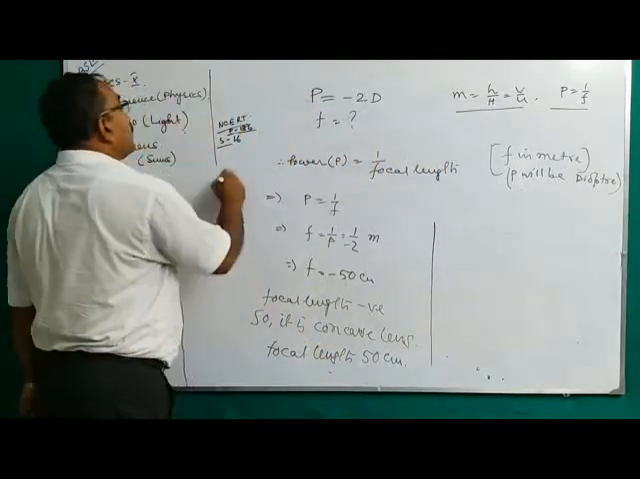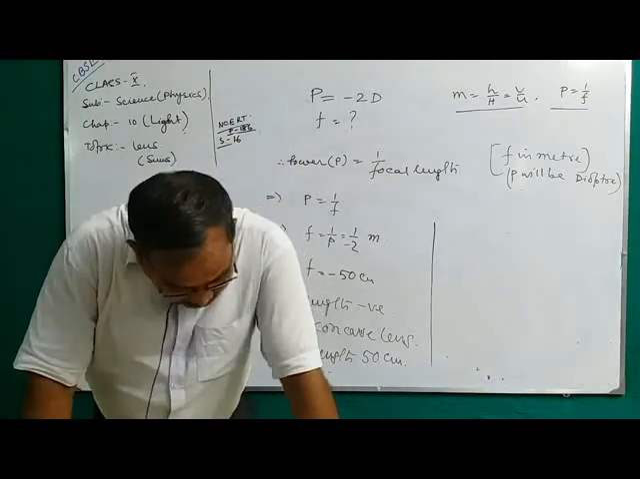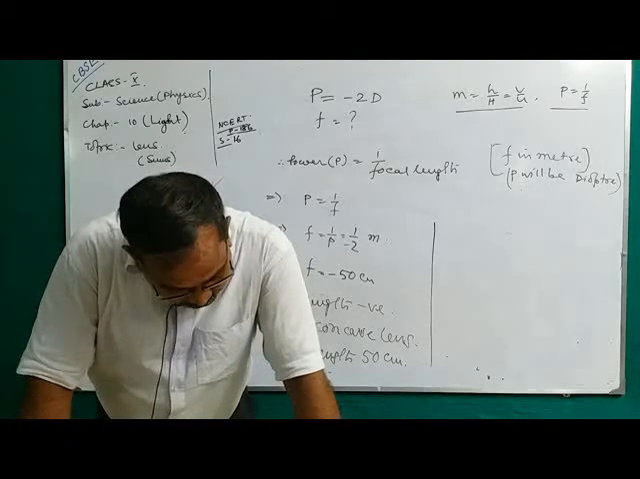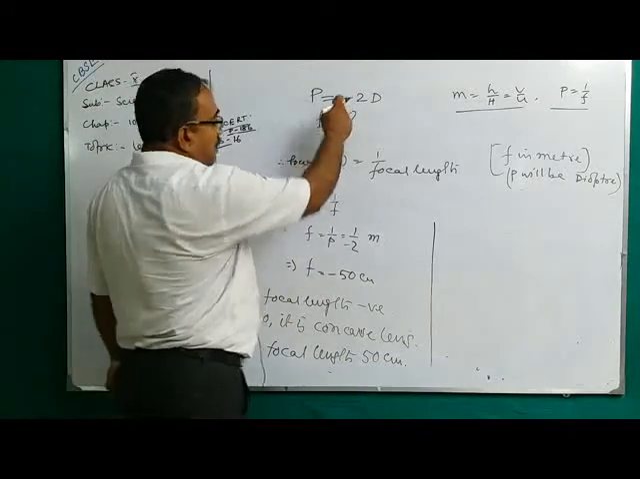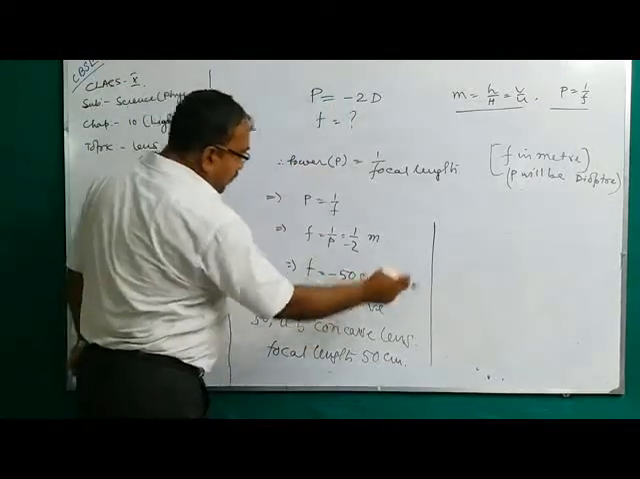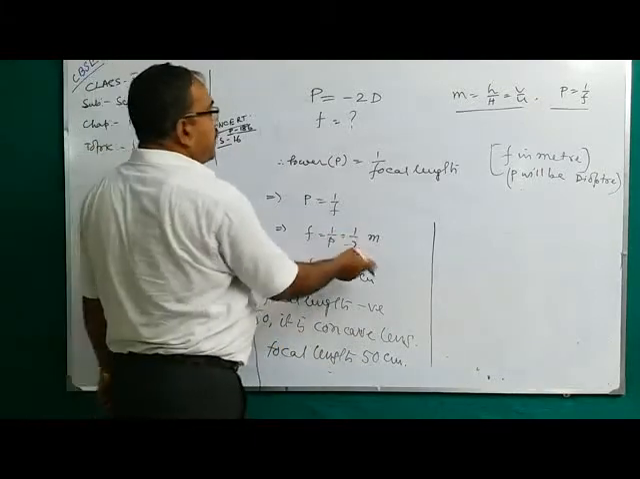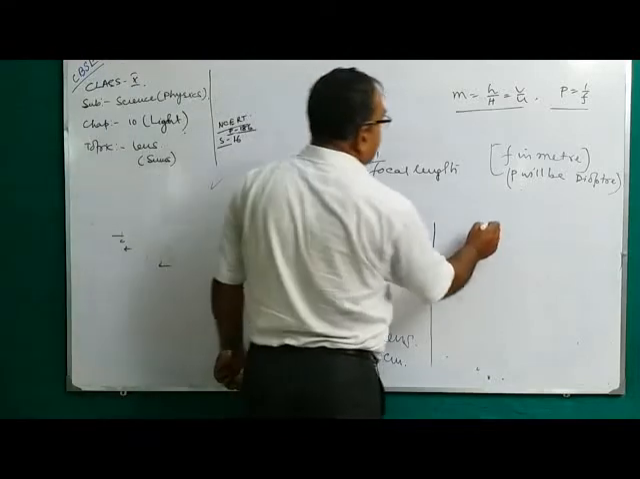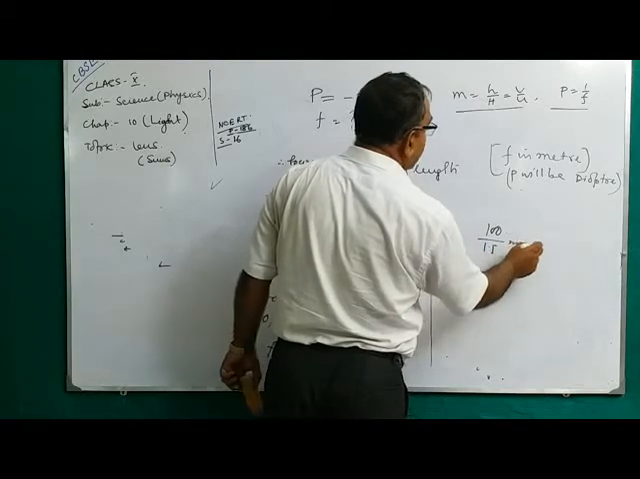So, last numerical: a doctor has prescribed plus 1.5 diopter. Find the focal length of the lens. This is plus, so plus means it is the convex lens, and its focal length is 1 by 1.5, which means 100 by 1.5 centimeter.